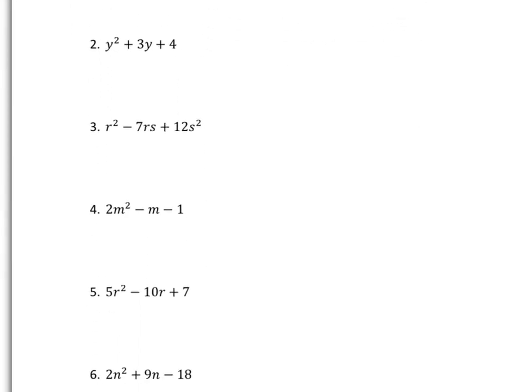Number 2 here. y squared plus 3y plus 4. Okay. Same idea. We've got a y and we've got a y. Now, we need two numbers that multiply to positive 4 and add to positive 3. Right, because this is a positive sign, once you see that's a positive sign, you know that they're going to be either both plus or both minus.